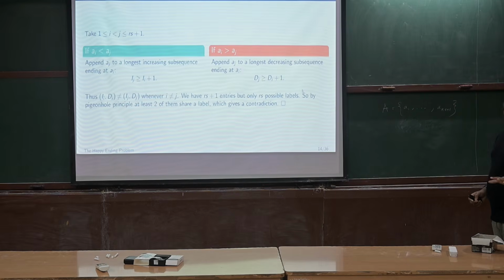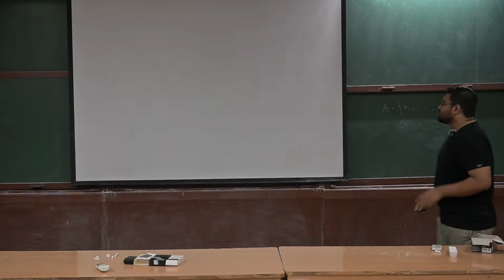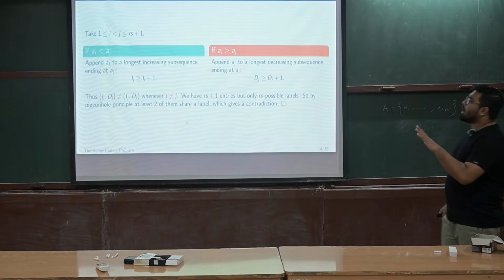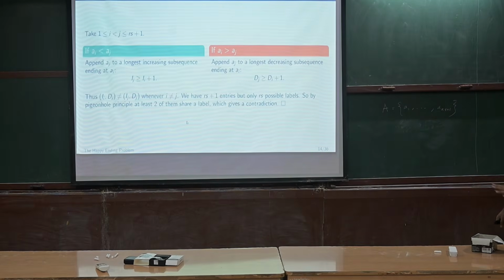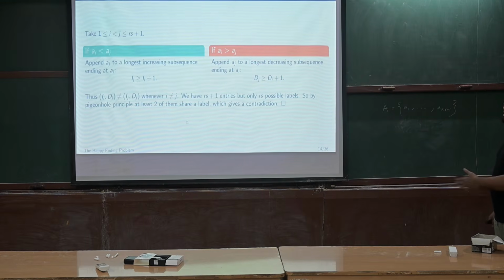Take some i and j, i strictly less than j, and both belonging to the interval 1 to rs plus 1. Now append a. So if for i strictly less than j, you have that a_i is less than a_j, then append a_j to the longest increasing subsequence that ends at a_i.